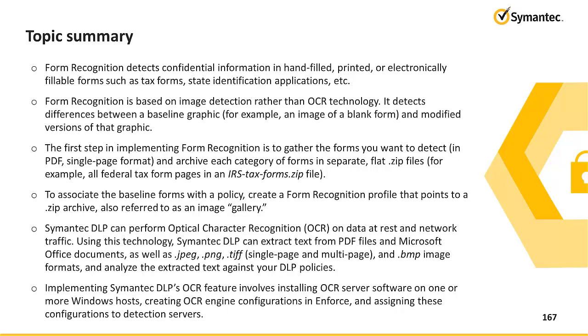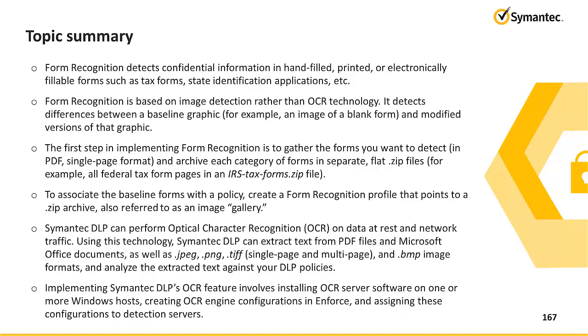In summary, form recognition detects confidential information in hand-filled, printed, or electronically fillable forms, such as tax forms, state identification applications, etc. Form recognition is based on image detection rather than OCR technology. It detects differences between a baseline graphic, for instance an image of a blank form, and modified versions of that graphic. The first step in implementing form recognition is to gather the forms you want to detect in PDF single-page format, and then archive each category of forms in separate, flat zip files. To associate the baseline forms with a policy, create a form recognition profile that points to a zip archive or image gallery.